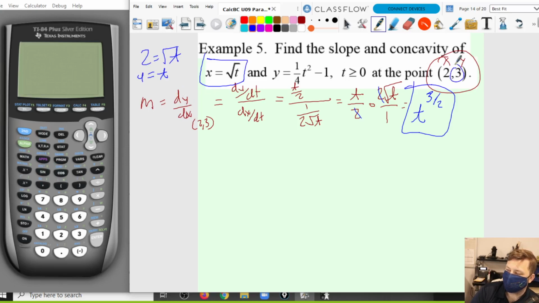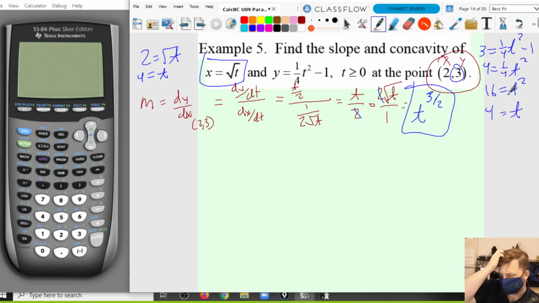Now you could have also plugged in the y value and said 3 equals 1/4 t squared minus 1. You'd add 1, you get 4 equals 1/4 t squared. You multiply by 4, 16 equals t squared. If you square root both sides, you get t equals 4. Or t is technically plus or minus 4, because negative 4 would work. However, they tell you t has to be greater than 0. So it's positive 4. The neat thing is you don't have to check both numbers. You can just check x or y in these cases to find your t.